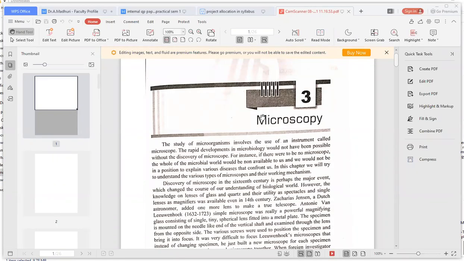So today we are dealing with the topic microscopy. What is microscopy? It is a tool to view the microorganisms which are very small to be seen by the naked eye. Okay, so it is a tool to see the microorganisms, right?